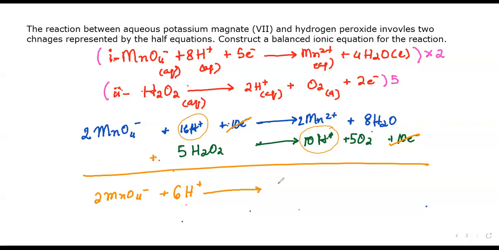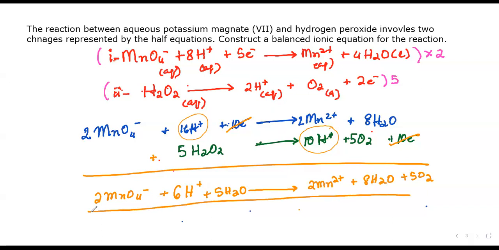As a result, we will end up with 6H plus, and then of course, I forgot to write down 5H2O2. This will give us 2Mn2 plus, 8H2O plus 5O2. And this is going to be our answer. Do we understand? Is this all making sense? How we're going to figure out the overall equation? Yes, Aruj, everything is clear?